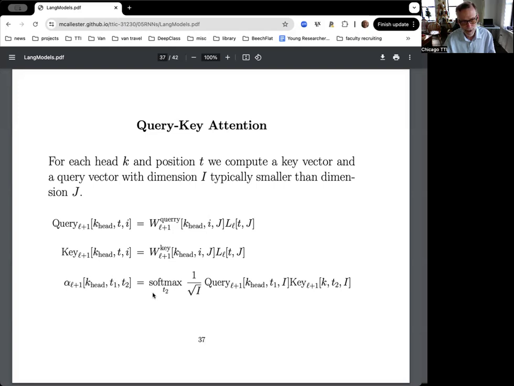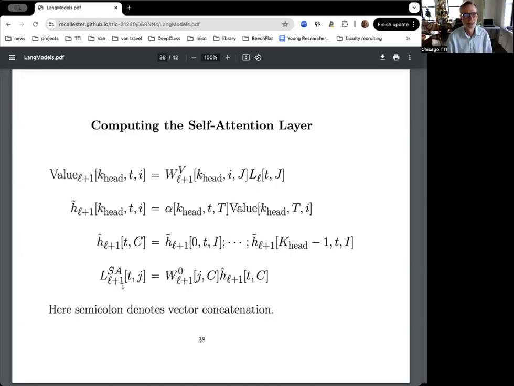The attention from T1 to T2 is a softmax over T2, giving us a convex combination over T2 of the query at T1 and the key at T2. You take the inner product of the query at T1 and the key at T2, and you take the softmax of that inner product to get the attention. And there's a different attention for each head. Each head is representing a different relationship between the tokens in the sentence.